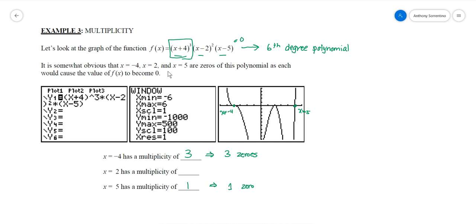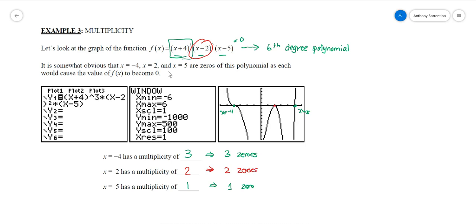Obviously, because of the squaring on the quantity of x minus 2, there are actually two quantities of x minus 2 involved in this function, which means those two quantities are where x equals 2 is going to make this 0. That's why it has a multiplicity of 2, which means it counts as 2 zeros.